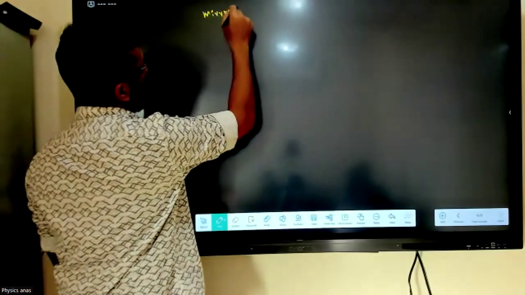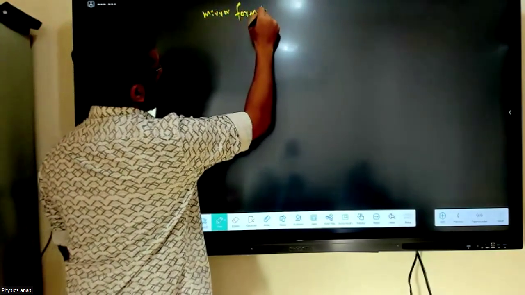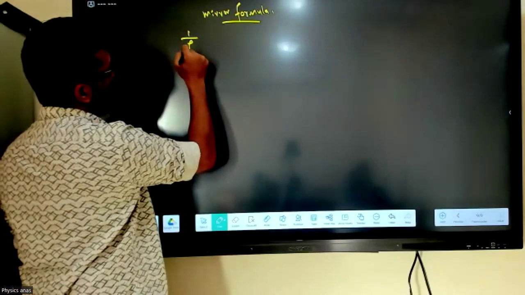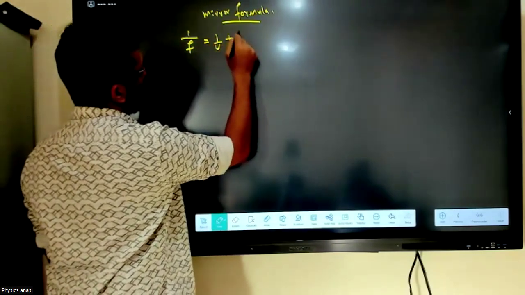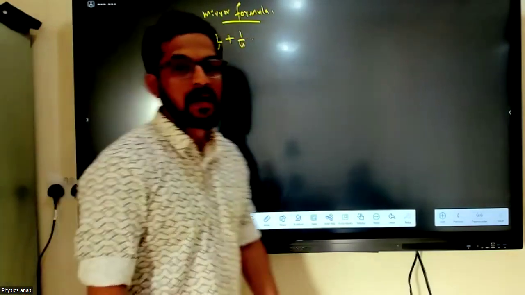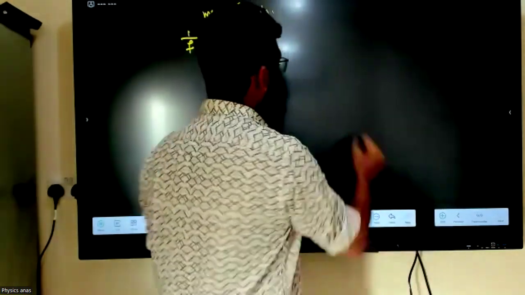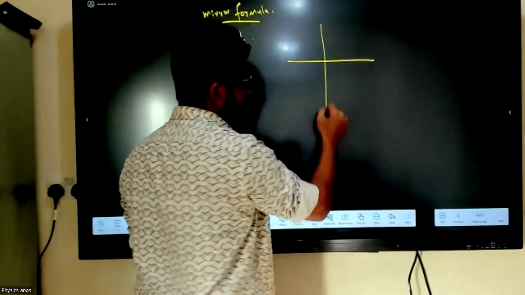Then after that we studied the lens formula, sign convention, and mirror formula. What was mirror formula? Mirror formula is 1 by f is equal to 1 by v plus 1 by u. This is the mirror formula. You need the new Cartesian sign convention.